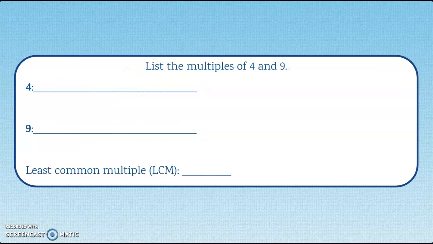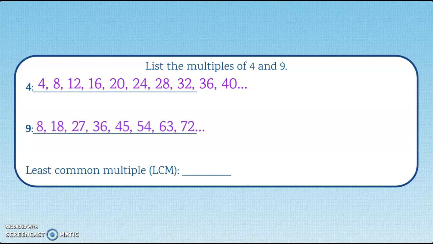Another example is to list the multiples of 4 and 9. So 4 is 4, 8, 12, 16, 20, 24, 28, 32, 36, 40, and so on. Our multiples of 9 are 9, 18, 27, 36, 45, 54, 63, 72, and so on. That 8 I listed originally should be a 9. We look for the smallest number they have in common, which is 36, and that is our least common multiple.